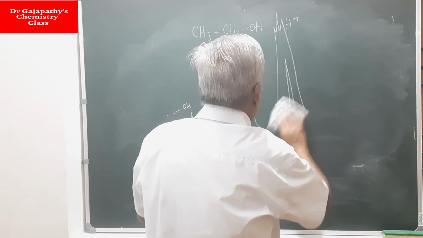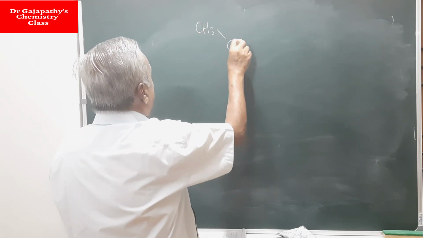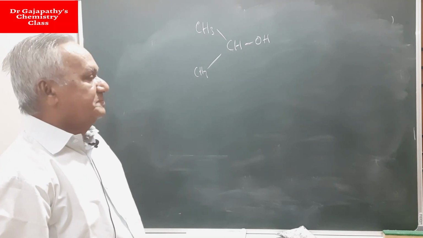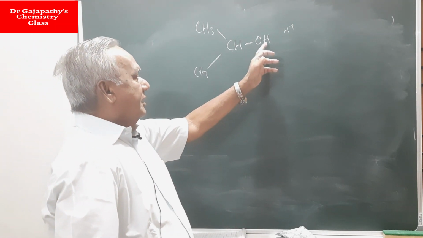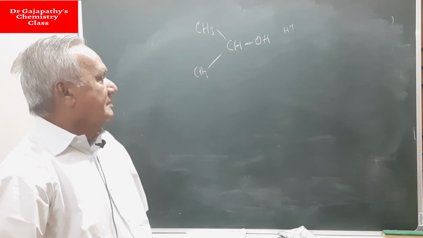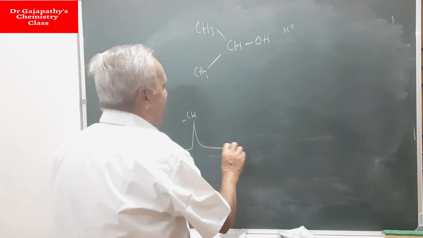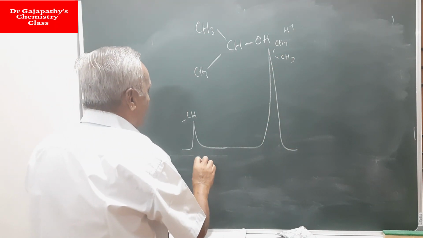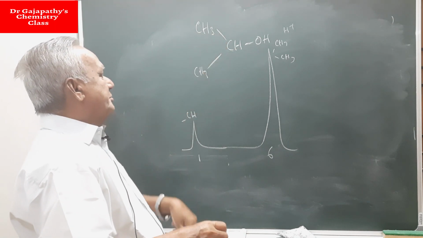Say for example, I am depicting the NMR spectrum of 2-propanol, isopropyl alcohol. I have added a small quantity of H plus, so that this proton in the functional group will undergo fast exchange. Result, it will not undergo splitting, it will not split the neighboring protons also. Therefore, I get two signals, one for the CH, and the other for the 2 CH3, in the ratio 1:6, because for one CH, you have 6 protons on the neighboring carbon atoms.